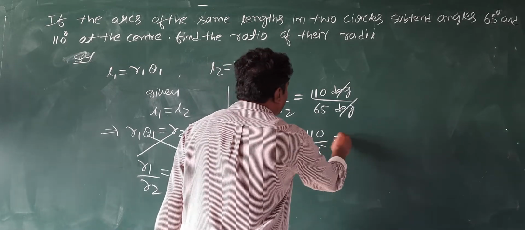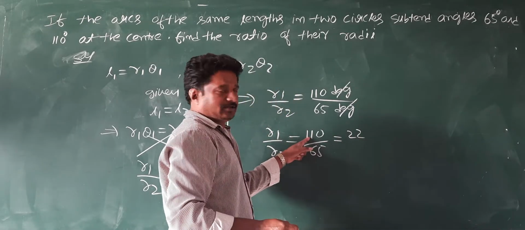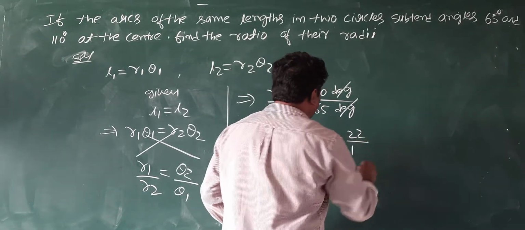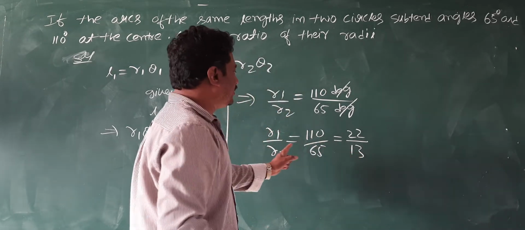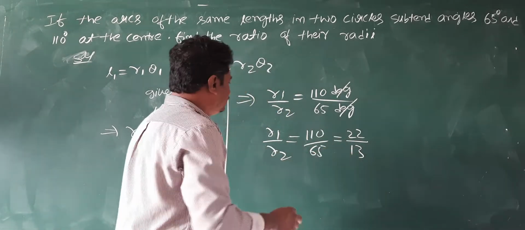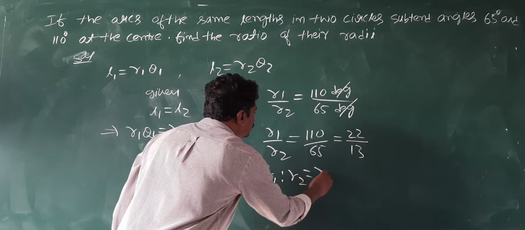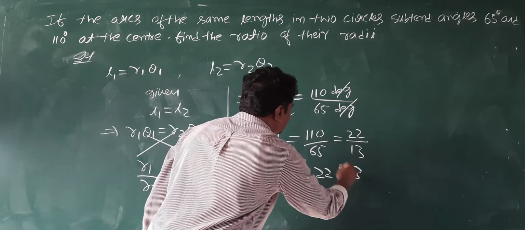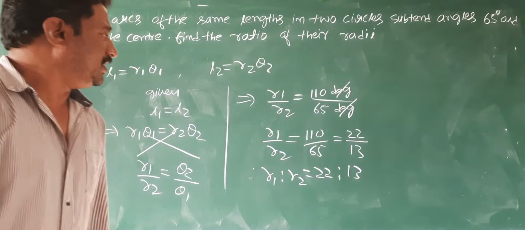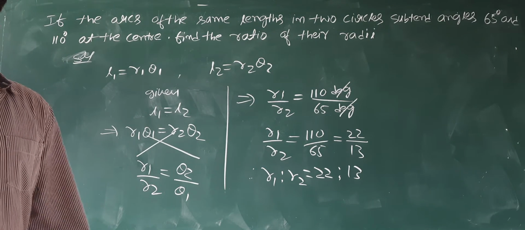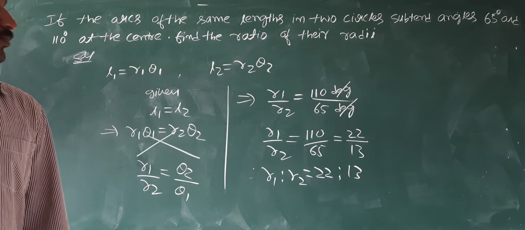Divide this by 5. 5 2s are 10, 5 2s are 10. So next, 5 1s are 5, 5 3s are 15. So we got that ratio 22 by 13. Therefore, R1 is to R2 is equal to 22 is to 13. The ratio of the radii is 22 is to 13. I hope you understood this well. Okay, students, let us go for one more question.